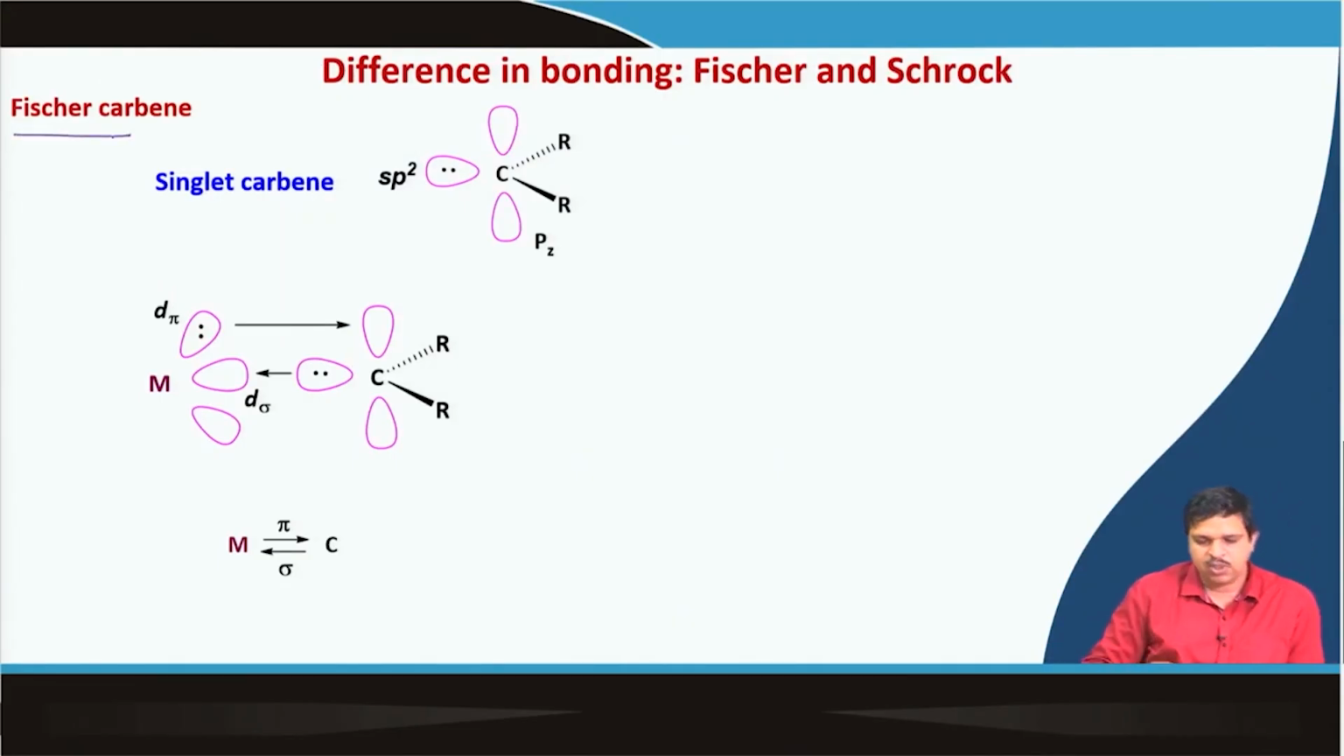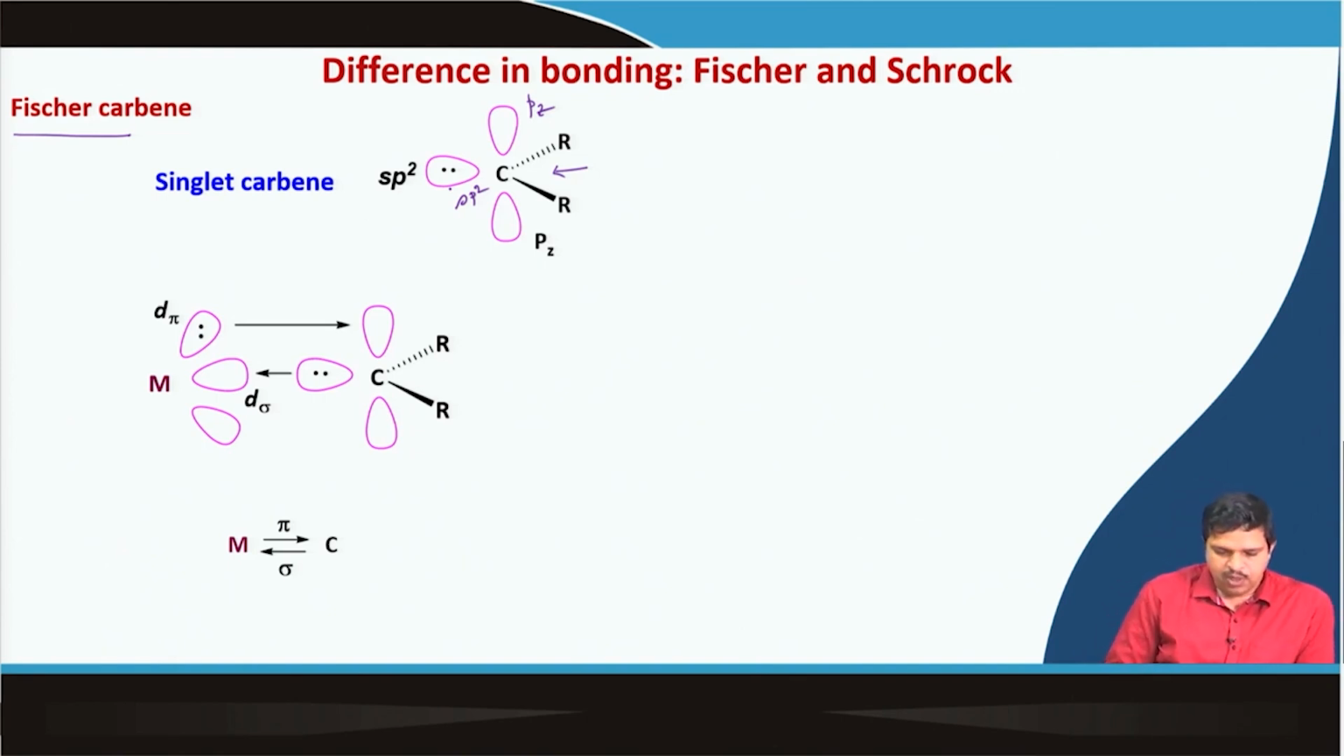We will discuss it very qualitatively with the help of the orbital interactions, or the Dewar-Chatt model. In the beginning of our class we discussed that this is a singlet carbene, and you see that this is sp2 hybridized, and this is my pz. Now we have one lone pair, housed in the sp2 orbital, and this is the singlet carbene.